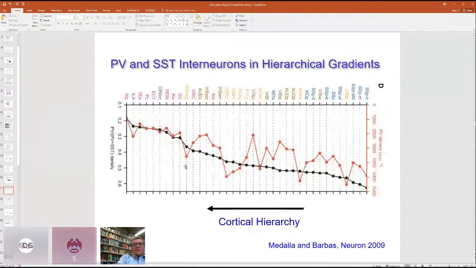Now, going further, there's evidence in the literature that the ratio of different inhibitory neurons varies from the posterior somatosensory cortex up here to the prefrontal cortex here on the left. What you're seeing here is, first of all, parvalbumin density, which is very high. It increases going down. It's very high for primary visual and somatosensory areas, but is relatively low up in the prefrontal cortex.